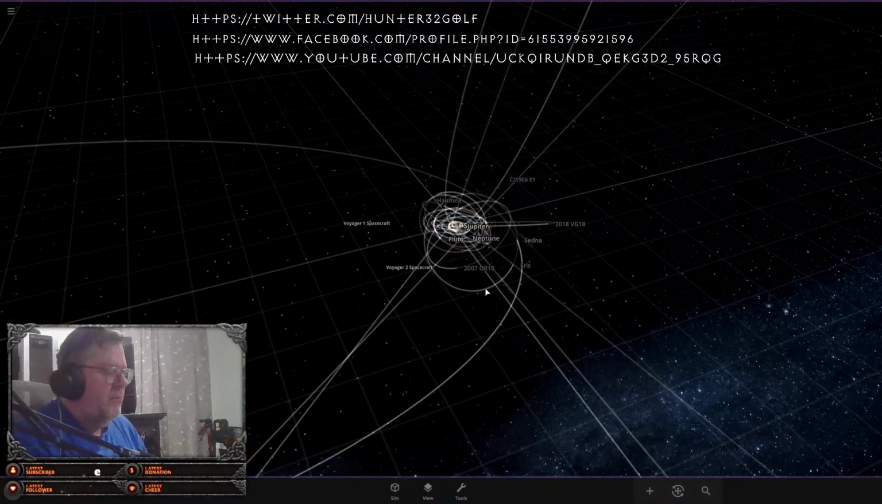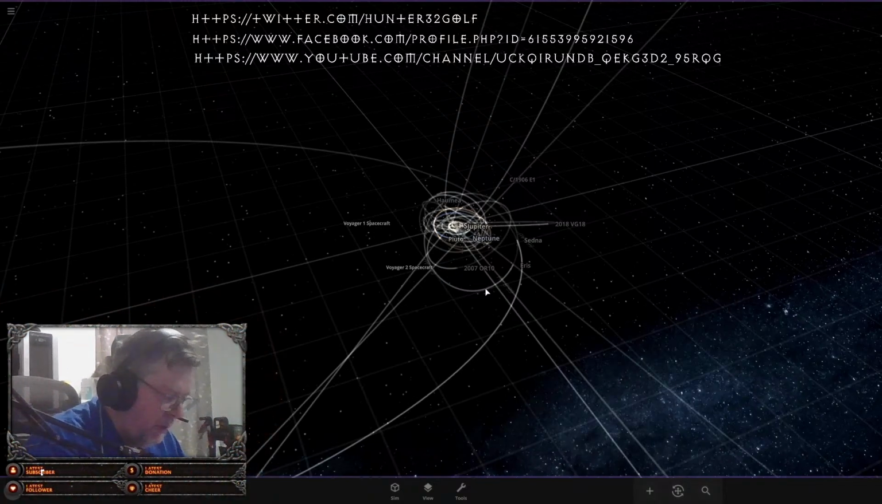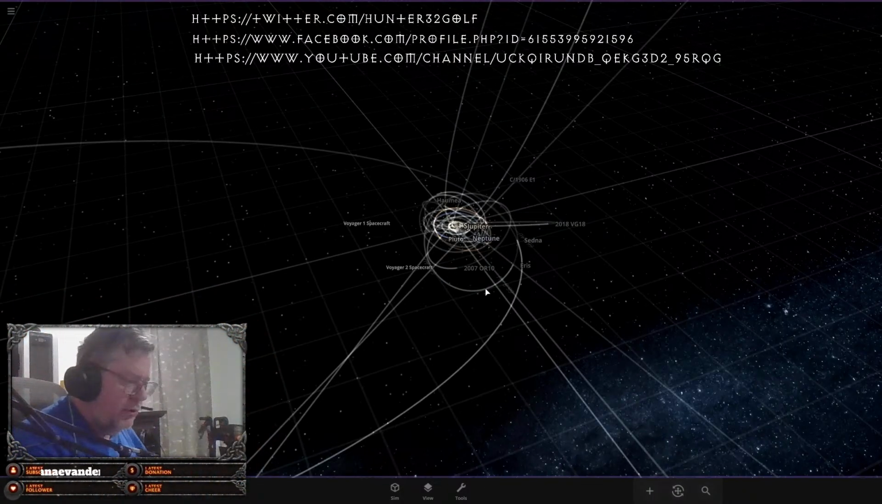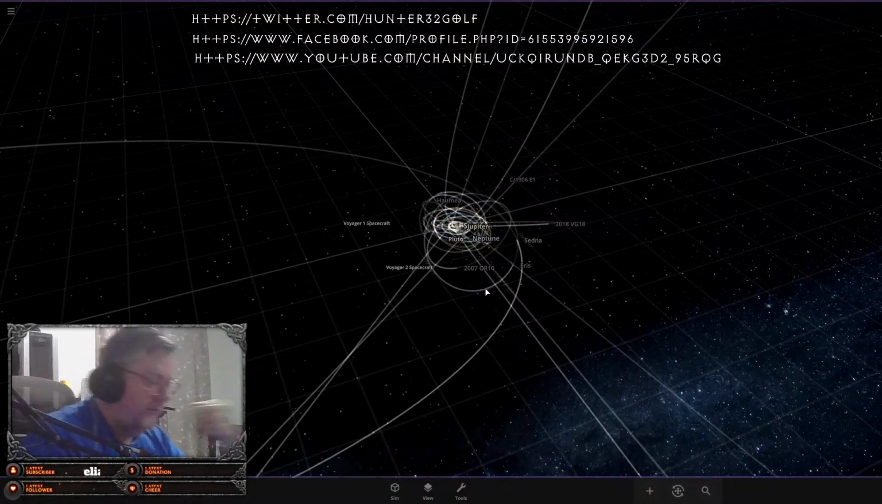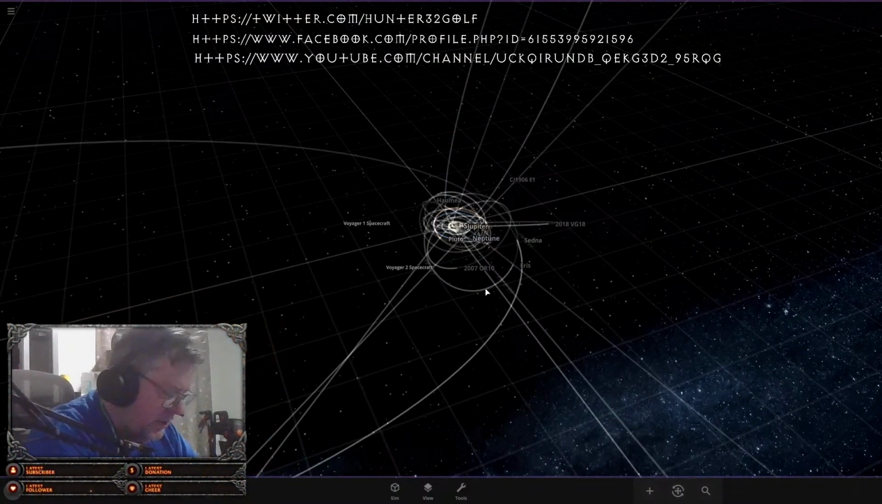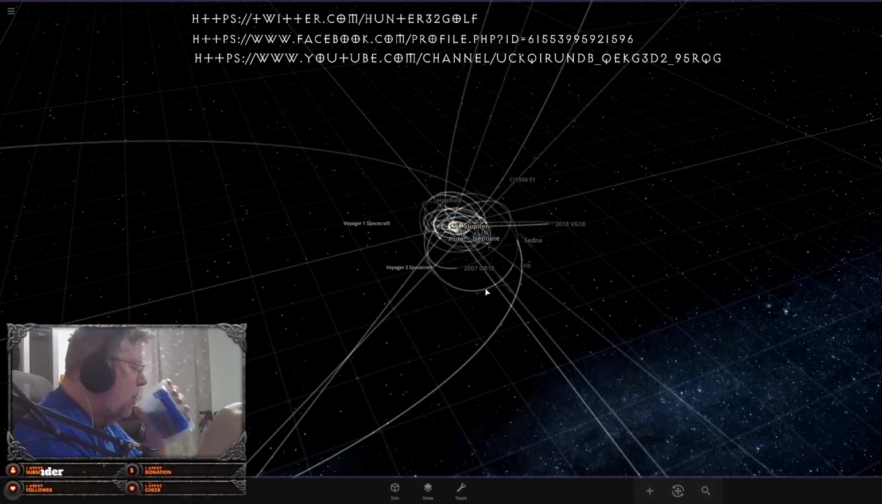The interstellar medium, of course, being what is between solar systems, right? So between our solar system and the Alpha Centauri system, there's a bunch of interstellar medium and other stuff. There may be rogue planets, black holes, whatever.